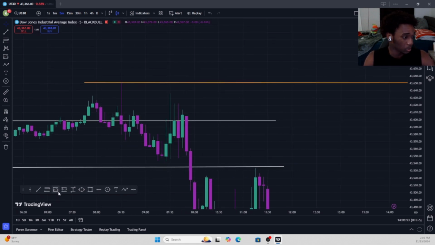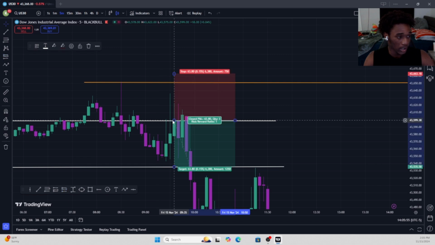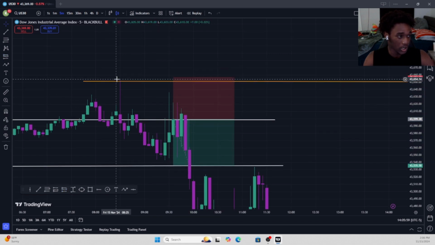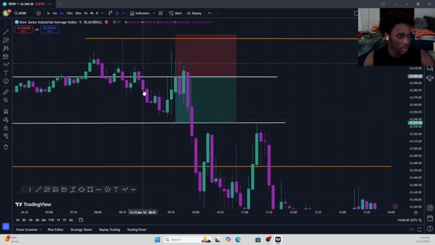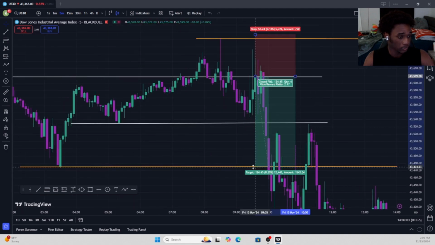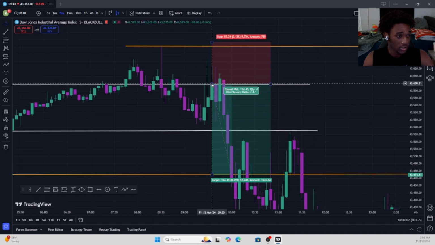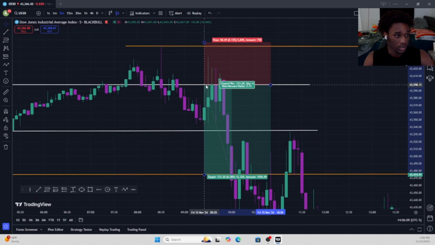Once I seen that price break back below that zone, I entered on a sell position, put my stop above this recent zone, which is the main resistance zone, and I just targeted the support zone. And that was the trade. It was an easy 1 to 2, easy, simple strategy.